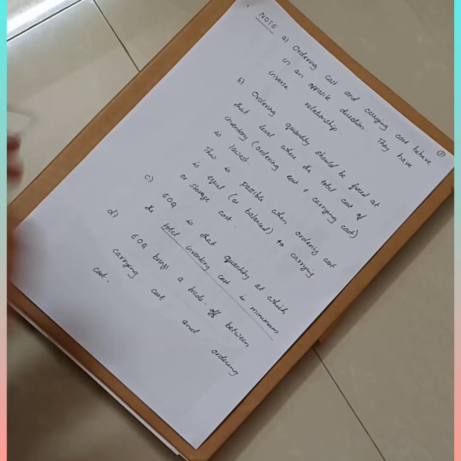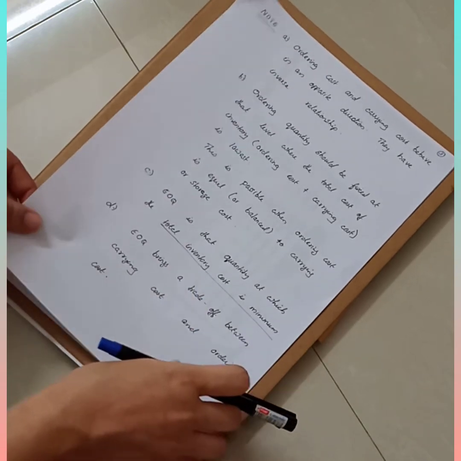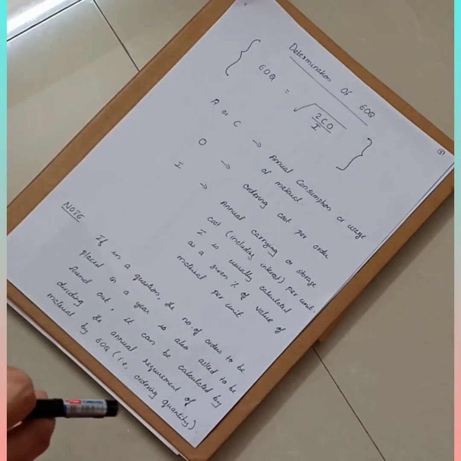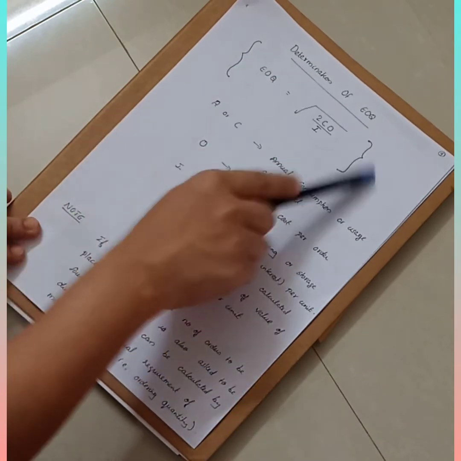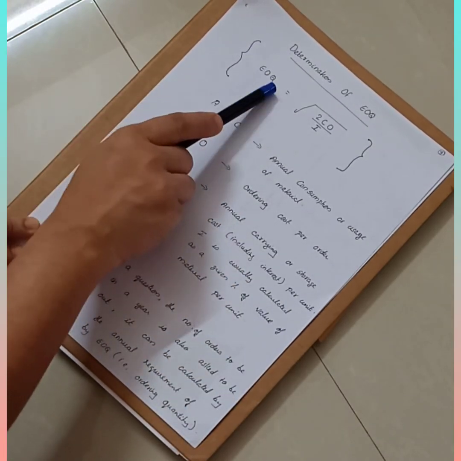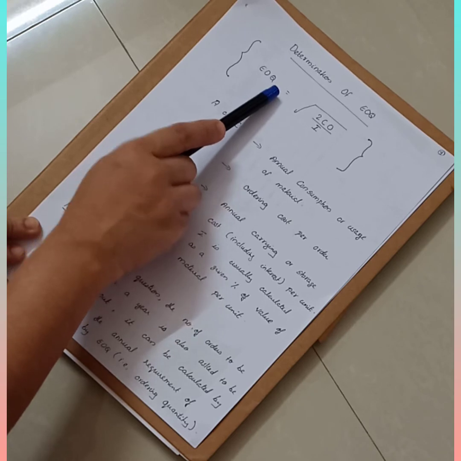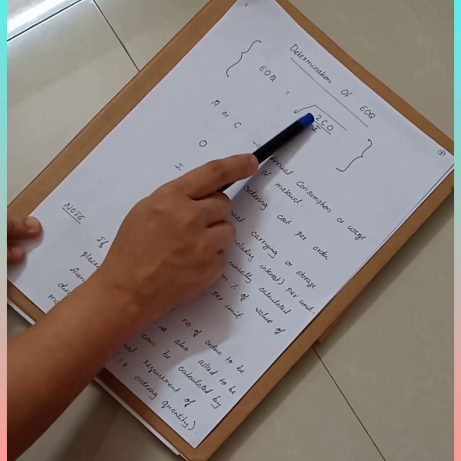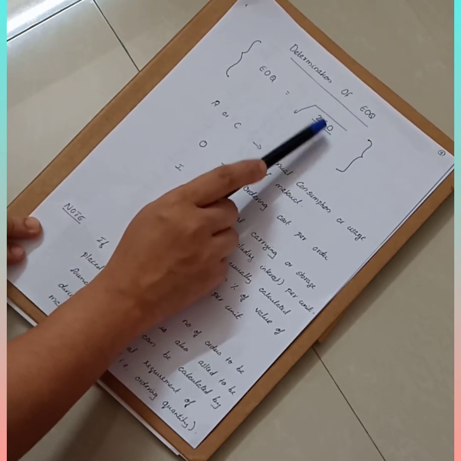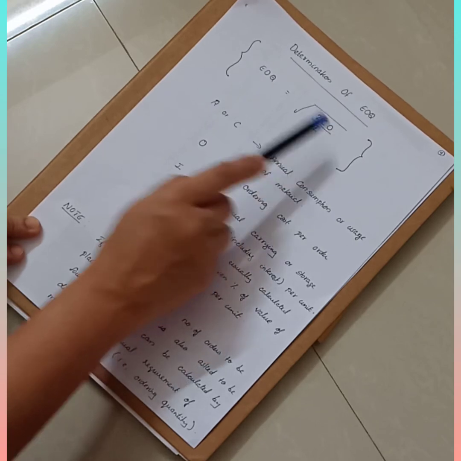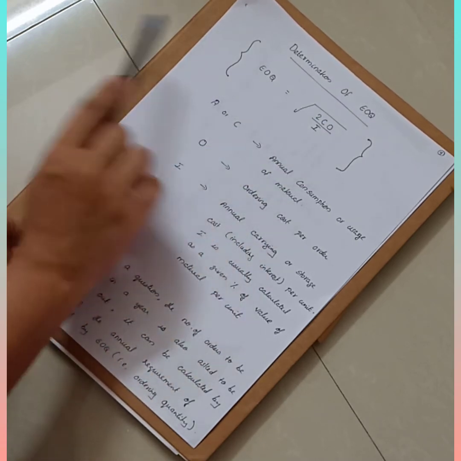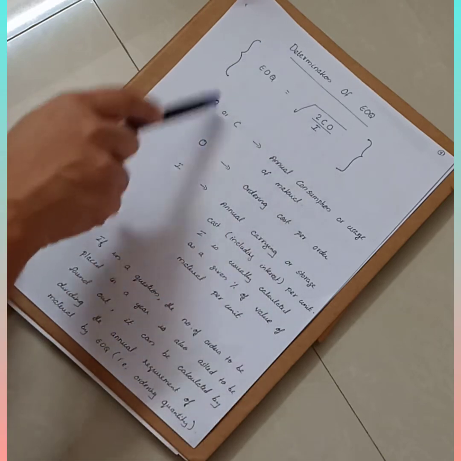Now the very next important thing is how we will determine the EOQ. Now this is the determination of EOQ. This formula is very, very important. Here EOQ, or economic order quantity, is equal to the square root of 2CO divided by I. In case of C, in some textbooks you can see capital A. Both are the same. Either it will be capital C or capital A.